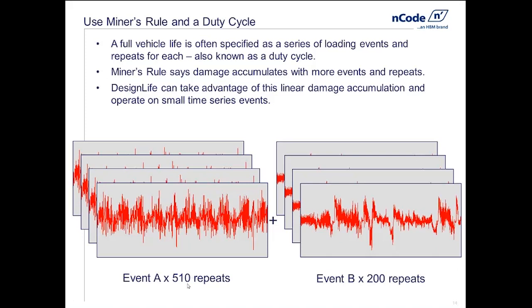There's no reason for us to work with 510 repeats of this time series, calculate fatigue damage. That's going to be very slow. A better way, a more intelligent way, is to calculate the damage from one of these proving ground events and then increase it by the factor of how often it is used, and then further add to it the damage from 200 repeats of event B. So we'll see this being used live in just a minute.